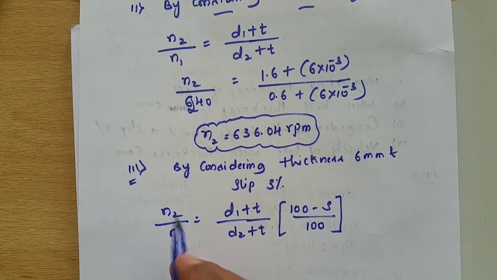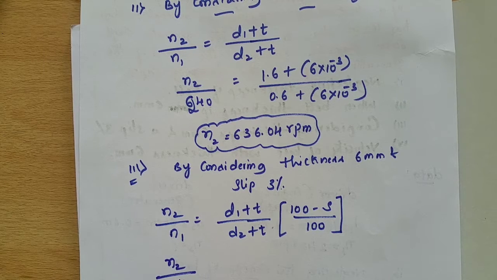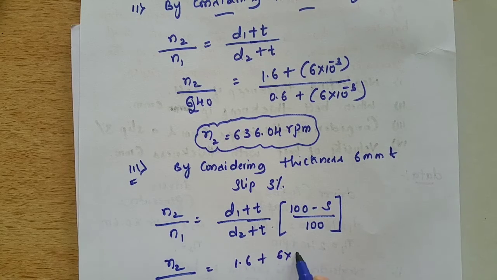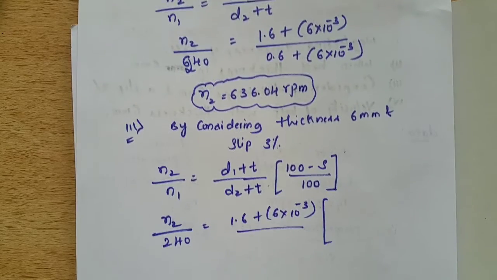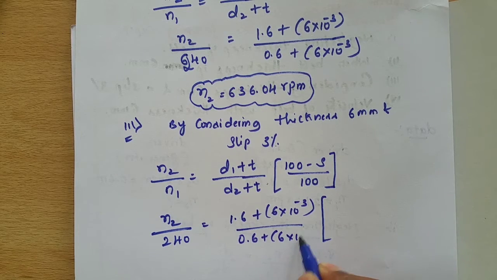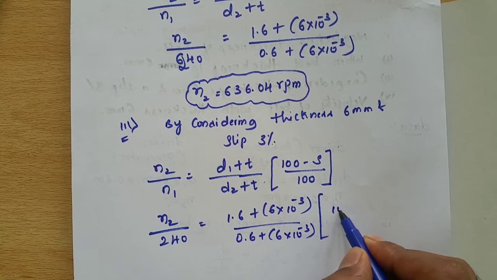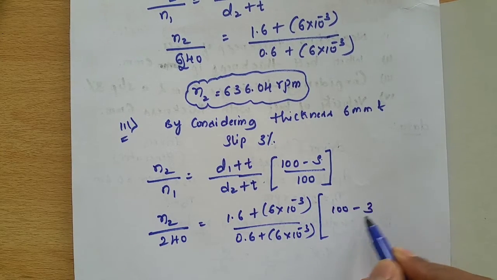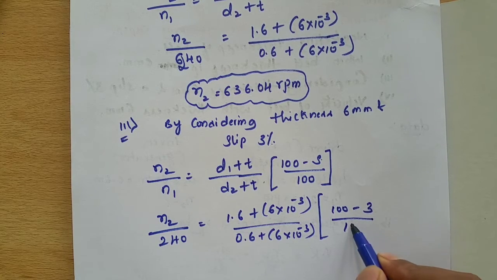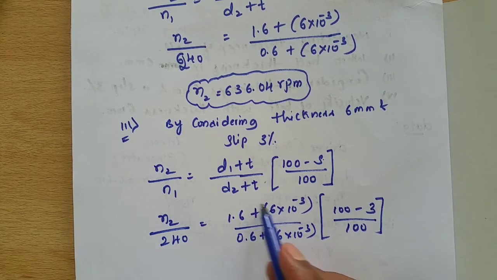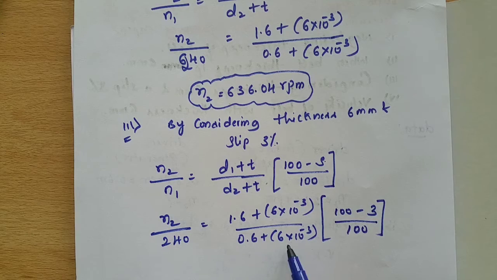Now here the N2 is unknown, so N1 becomes 240 rpm. So D1 is 1.6 plus thickness, which is nothing but 6 into 10 power minus 3 meter, by D2, which is 0.6 plus t, which is nothing but 6 into 10 power minus 3 meter, into (100 minus s) by 100, where s is our slip, which is given as 3%. So we have to take it in terms of percentage here in place of s, that is the slip value, by 100.